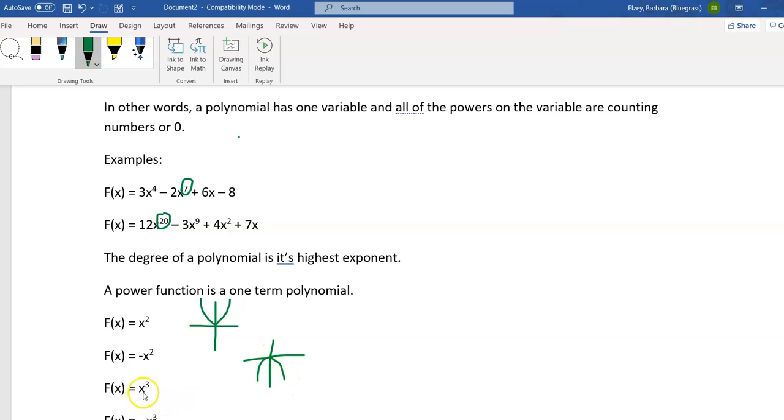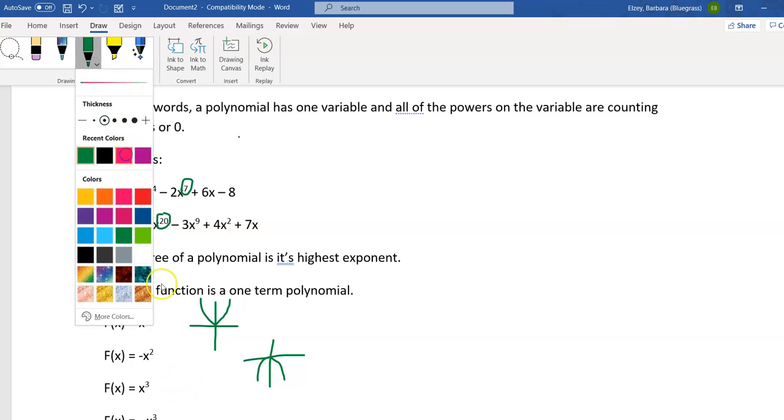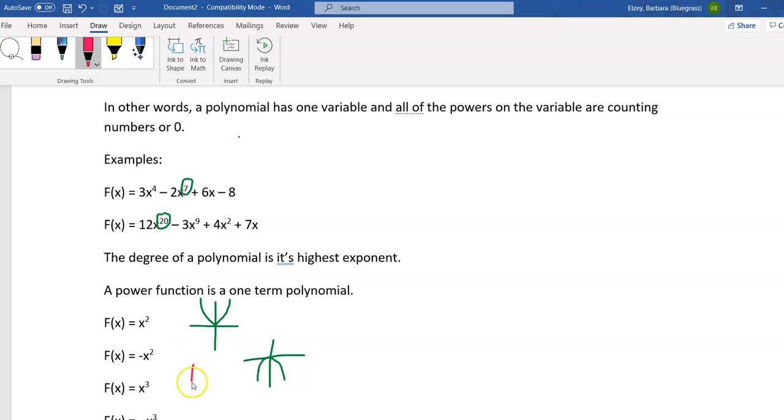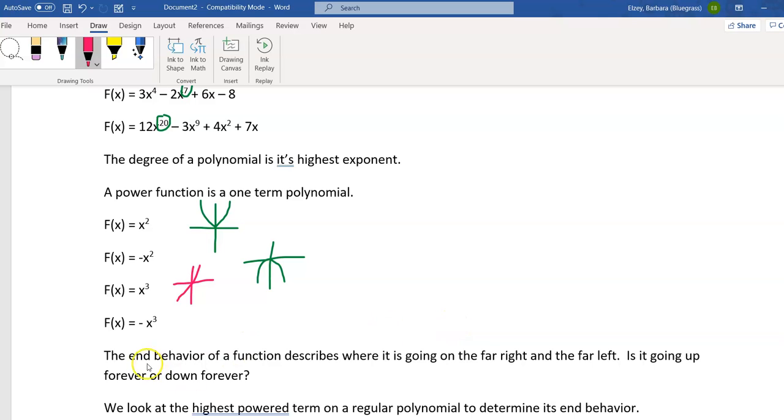We know what x cubed looks like. That was one of our library functions as well. I'll do it in a different color. Remember that looks kind of like this. Okay. And we know if we put a negative in front of it, it would flip this over. And so if it flipped it over, it would look like this. All right. So we're going to need these 4 graphs that I just did to describe something called end behavior.